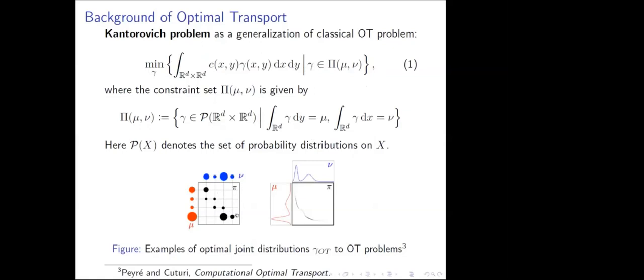These two figures are two examples of the optimal transport plan. The black dots show the optimal transport plan for a discrete OT problem. And in this figure, the black curve shows the optimal transport plan for a continuous OT problem. So that is basically the background of the OT problem.